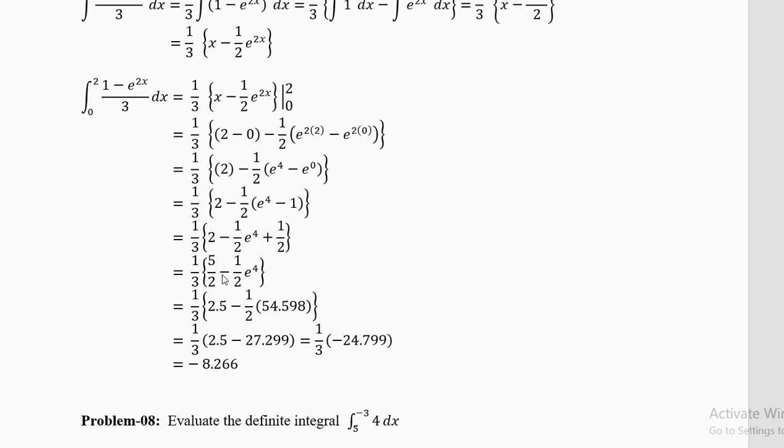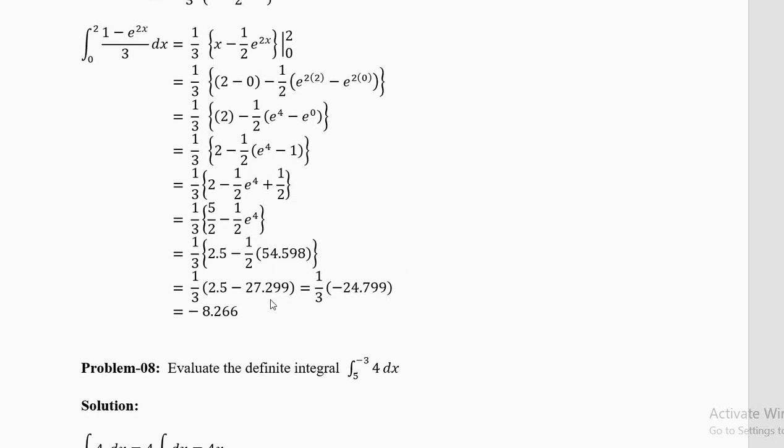Now you have to do the decimal expansion. You get 2.5 for 5 by 2, and for e power 4 you'll have 54.598 divided by 2, you'll get 27.2999. Now 2.5 is a small number, 27 is a big number, you'll get a negative number, minus 24.799 divided by 3, you have minus 8.266.